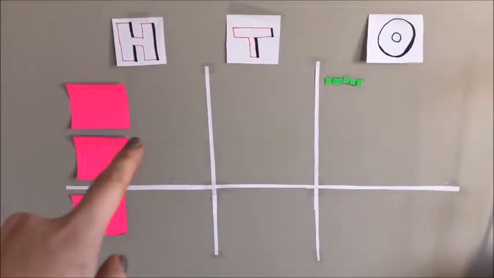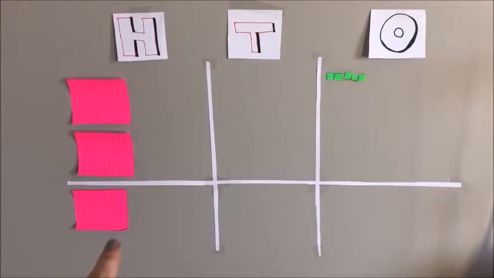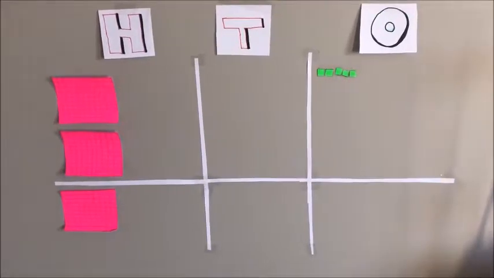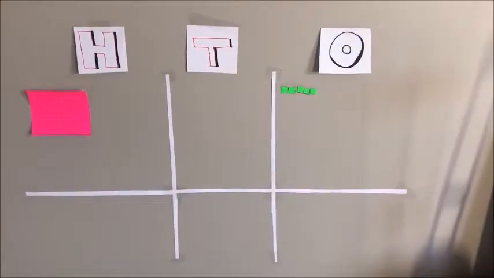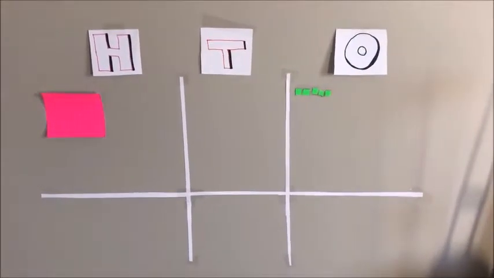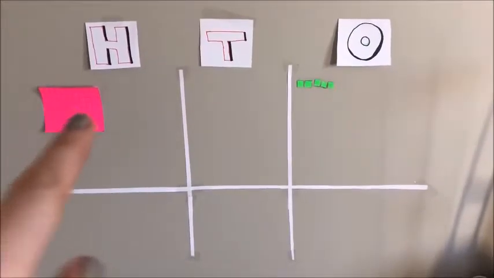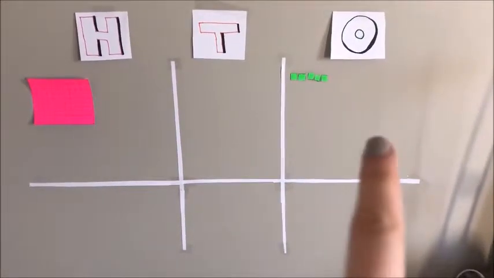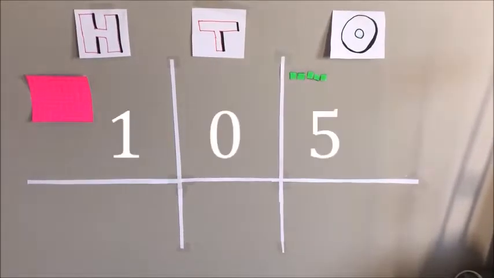So there's 2 on the top and 1 on the bottom, as we can see here. And we're going to cancel out 1 on the top and the bottom. And we now have our difference. So 100, 0 tens, and 5 ones for 105.